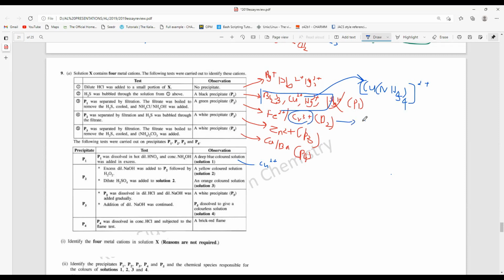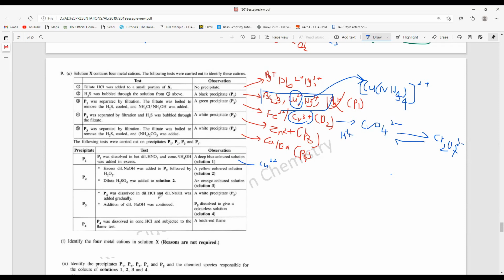What is the yellow colored solution? CrO4 2-. Dilute H2SO4 was added to this solution. I have told you this one: it will be in equilibrium between the chromate and dichromate forms. So this is the orange species. So we have found copper and chromium, and we have the rest of the two.